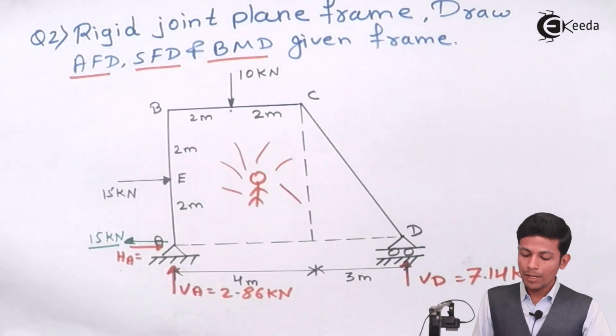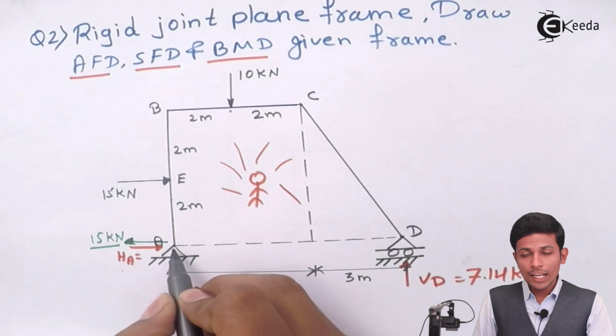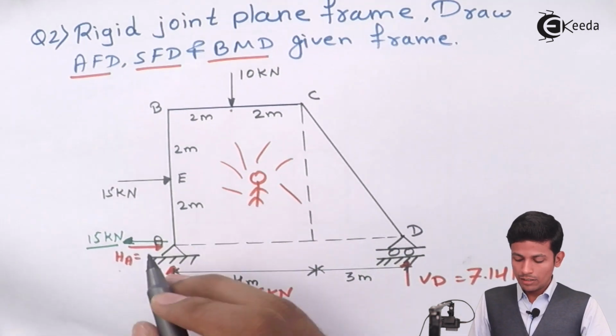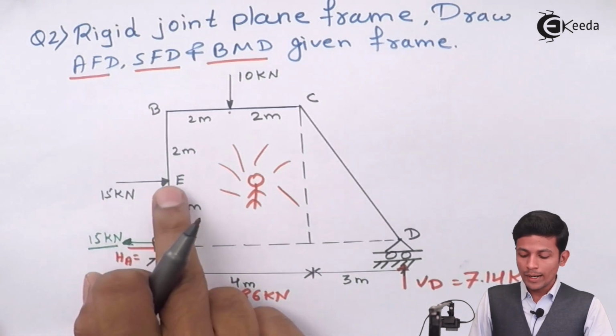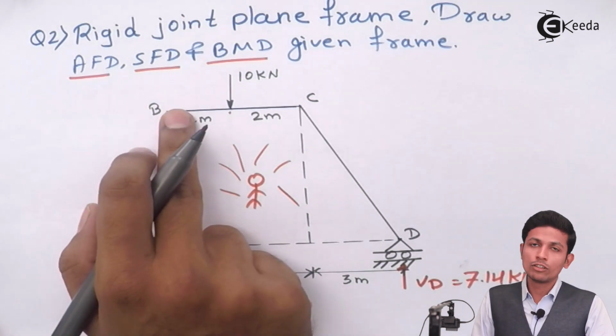Okay, now in the AB part, how will you draw? See, the moment at A will be 0 because downward of A there is no load, so the moment at A will be 0. But at E something is there, and the moment at B will also have something.